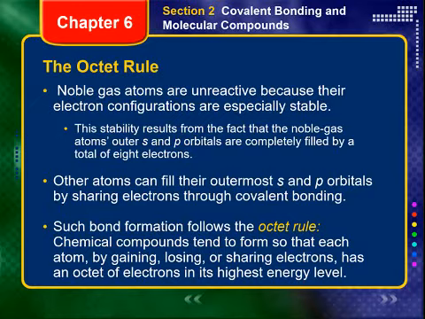Other main group atoms can effectively fill their outermost s and p orbitals with electrons by sharing electrons through covalent bonding. Such bond formation follows the octet rule. Chemical compounds tend to form so that each atom, by gaining, losing, or sharing electrons, has an octet of electrons in its highest occupied energy level.